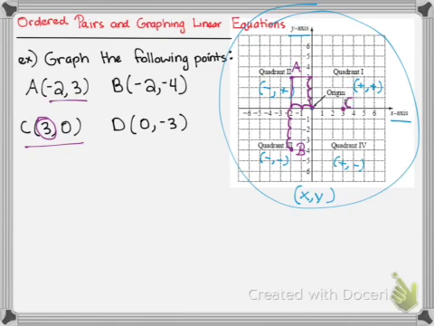And then our last one is 0, -3. So on this one, we don't go over at all for our x-coordinate, but we go down 3. So that coordinate will be right here. And again, I know that this is common knowledge to most of you, but it's very important that we do overview that a little bit.